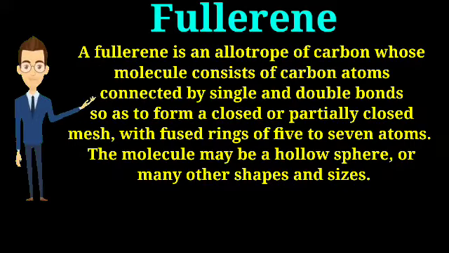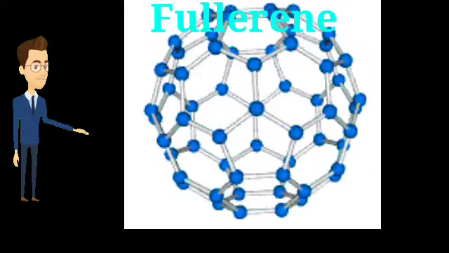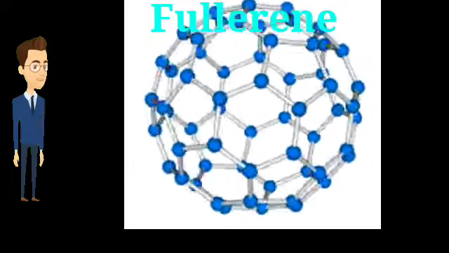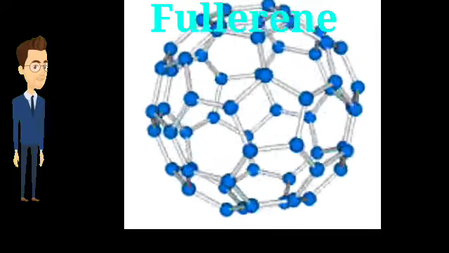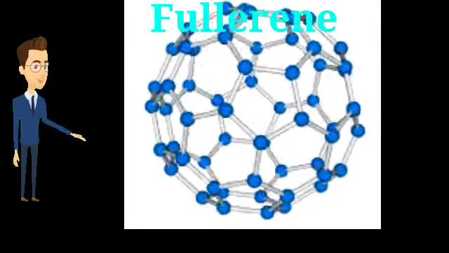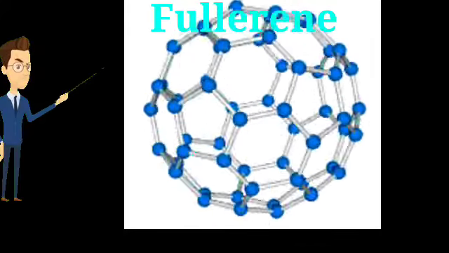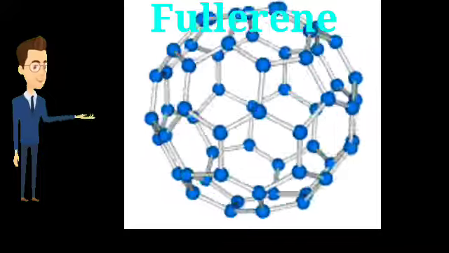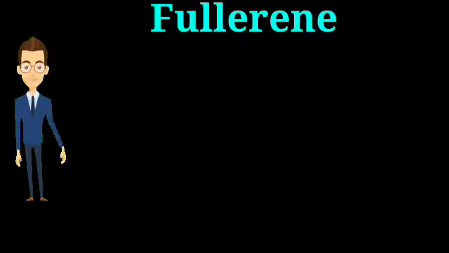Yes, my dear students, it is not always found in the form of a soccer ball, but it may be found in other shapes also. You can see the shapes of fullerene here. In the figure you can see 5 carbon atoms and 6 carbon atoms attached in rings, a pentagonal and hexagonal structure in the ring of fullerene carbon 60.